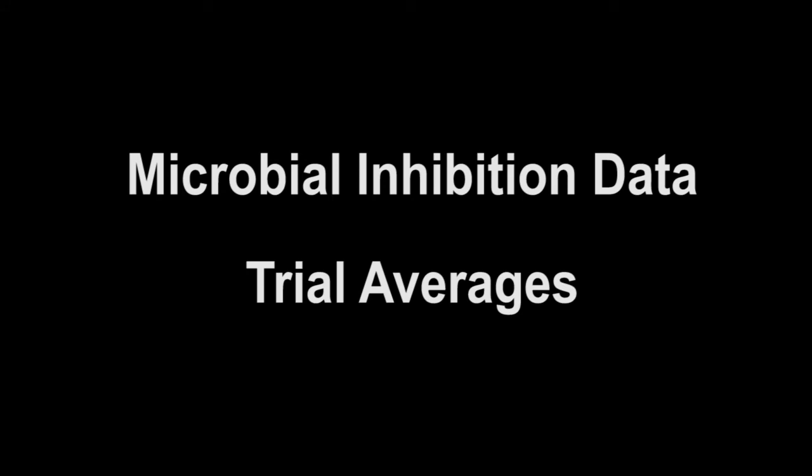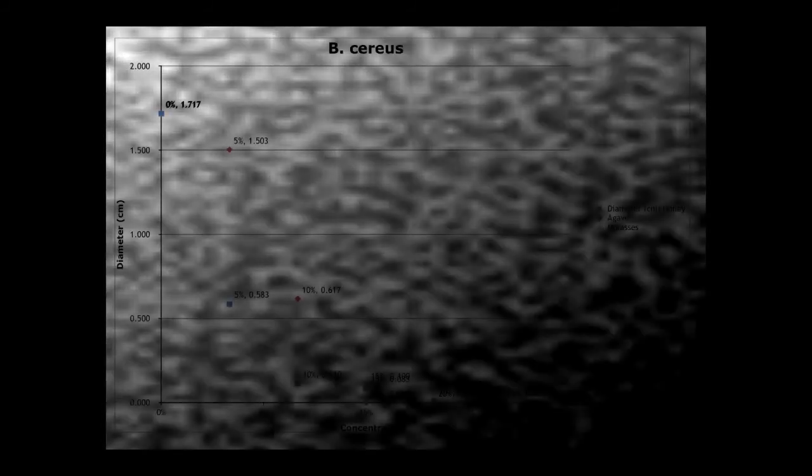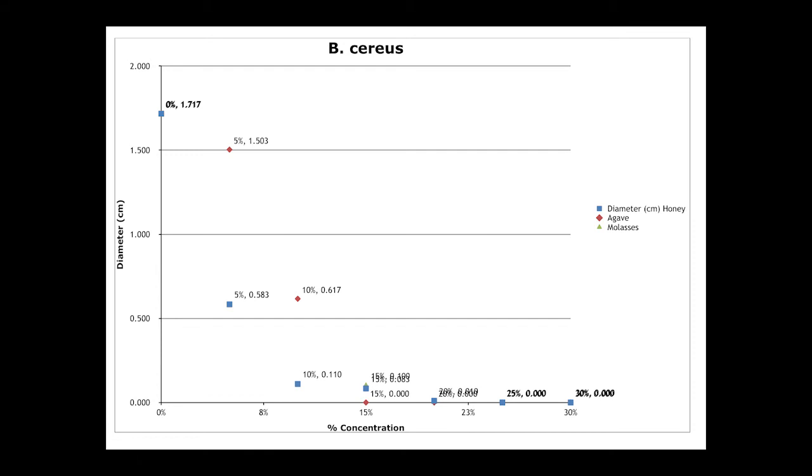Firstly, we will examine different types of bacteria and we will extrapolate the data to see which bacteria inhibited most or least in the various mixtures. Bacillus cereus had a maximum inhibition concentration of 20% in honey and 15% in agave. As we can see from the curve, there is a downward exponential slope that we can clearly see.